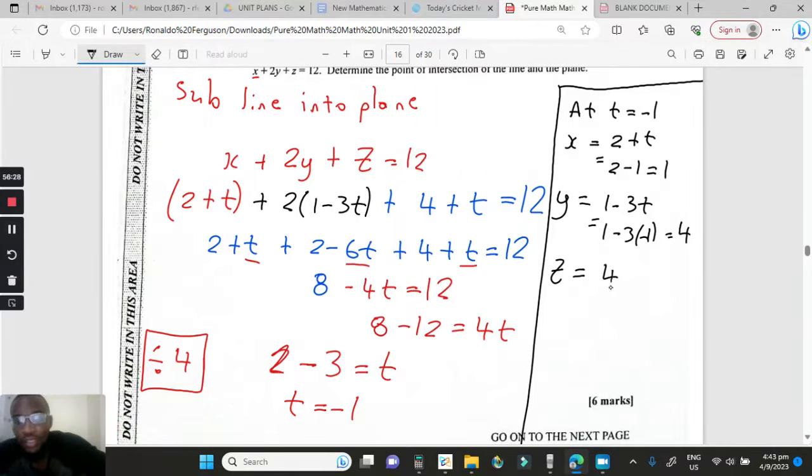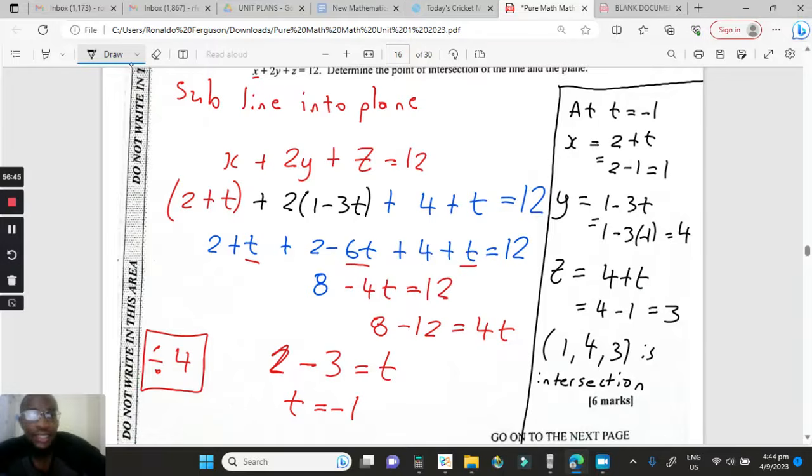I think 4 plus t. And so it is 4 minus 1, which is 3. So therefore, the intersection point is (1, 4, 3). That's the answer. This right here, (1, 4, 3), is our answer.